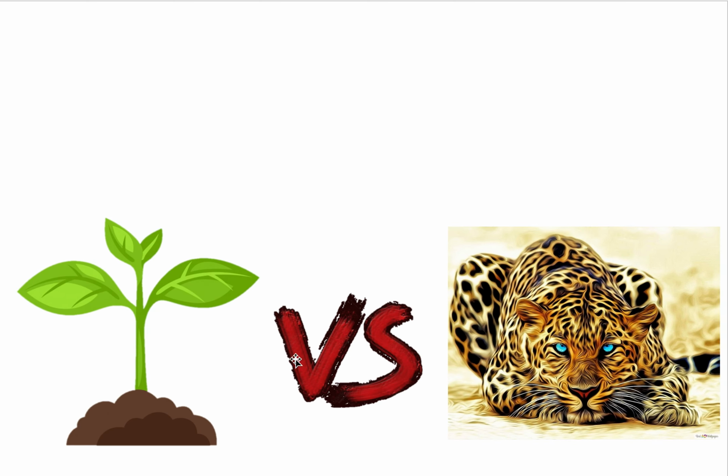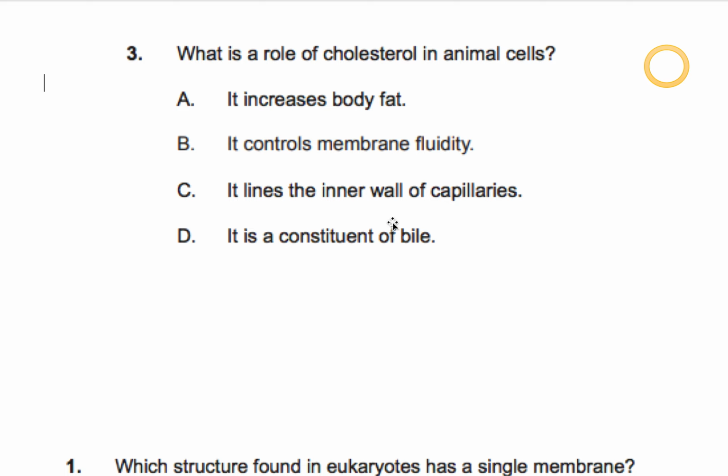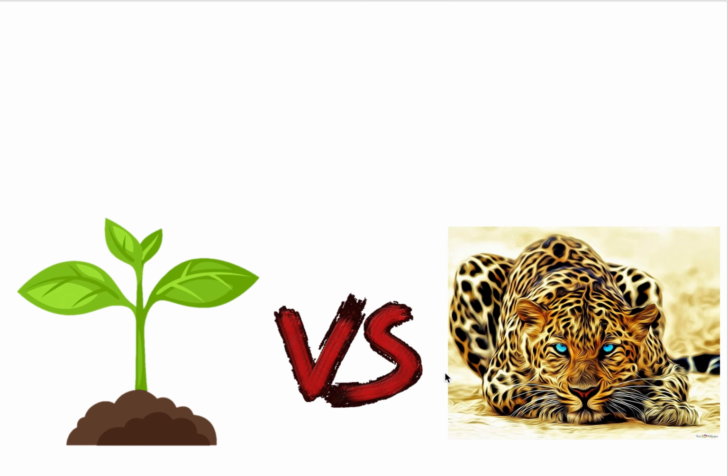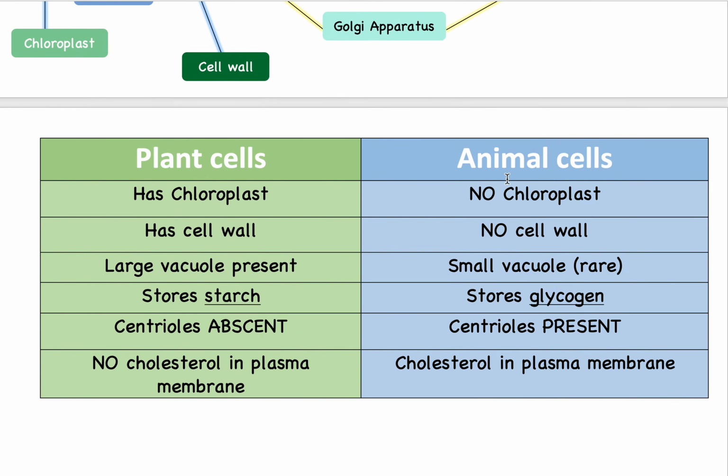Animal versus plant cells. Now, one of the differences is cholesterol. Animal cells have cholesterol, so there are many differences like this. We can see many differences that I made in a previous video. One of them being this: cholesterol. Animal cells have cholesterol, whereas plant cells do not have cholesterol in their plasma membrane. So what is the purpose?